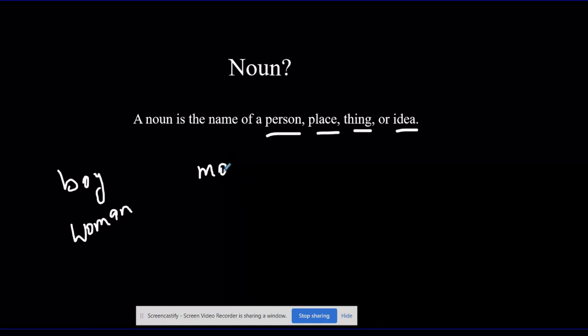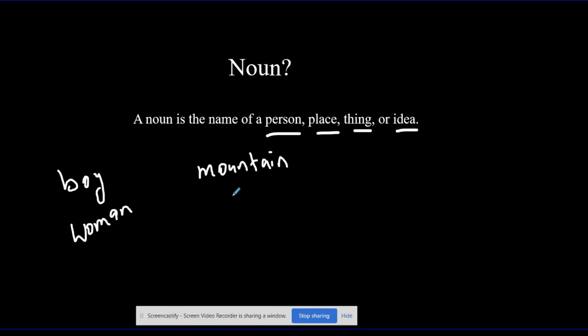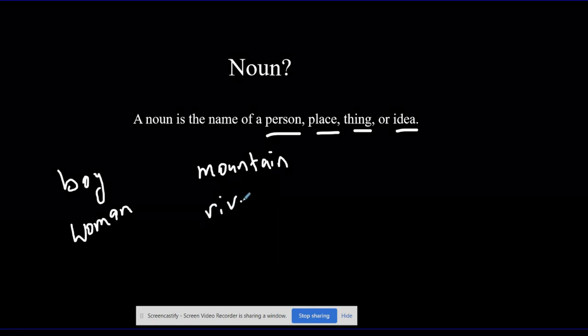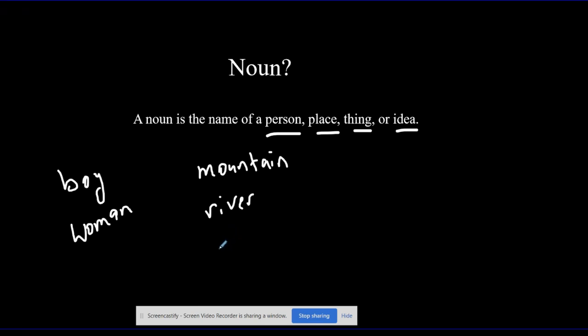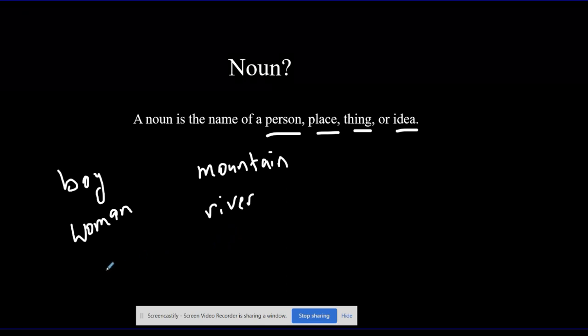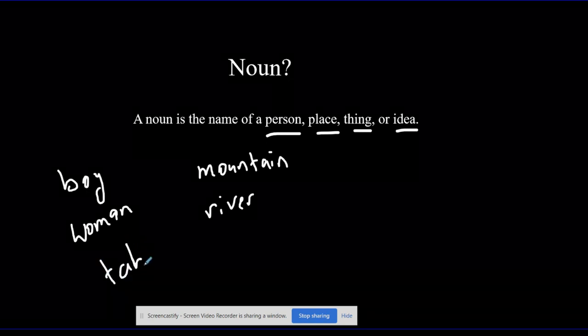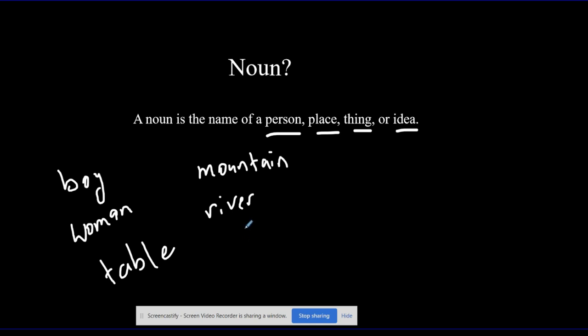Mountain. Mountain refers to a place, therefore it's a noun. River. A word that refers to a place, therefore it's a noun. You can refer to table as a thing. A word that refers to a thing, therefore it's a noun. Liberty is an idea, therefore it's a noun. So all words that refer to a person, place, thing, or idea are called nouns.